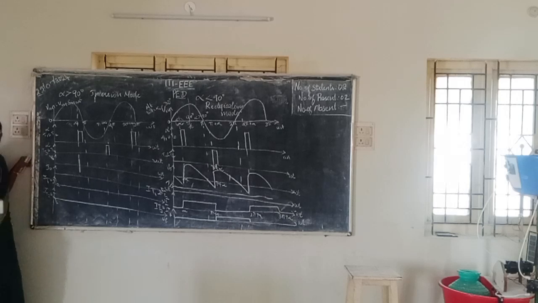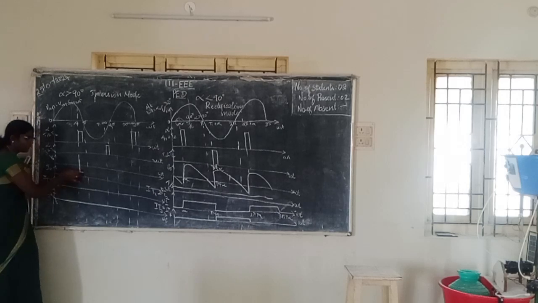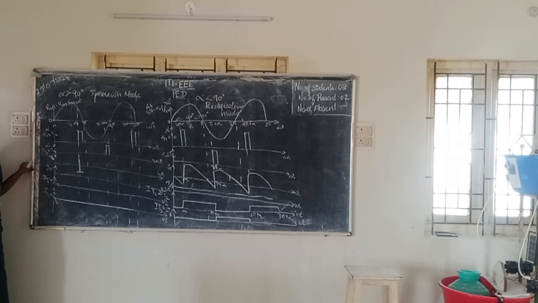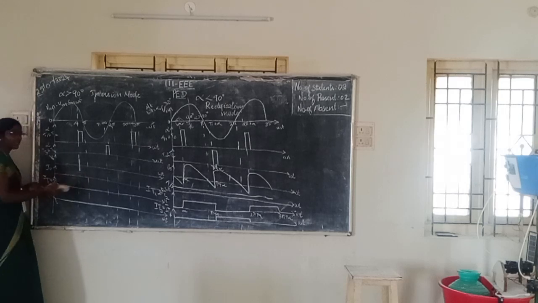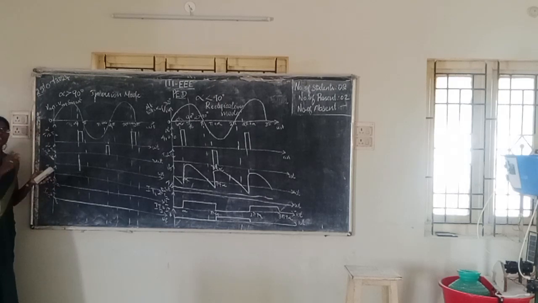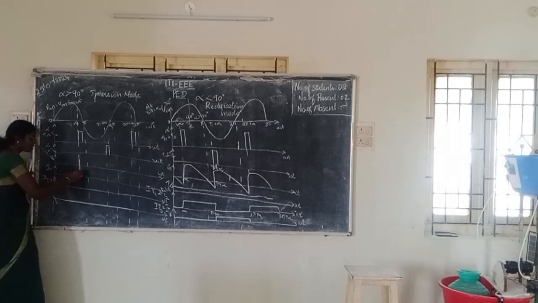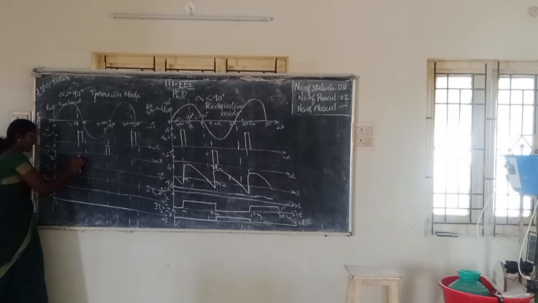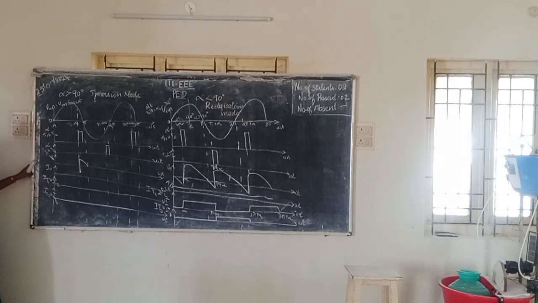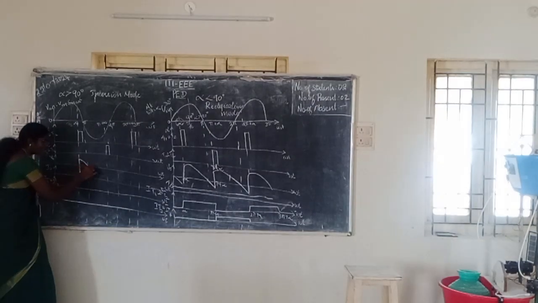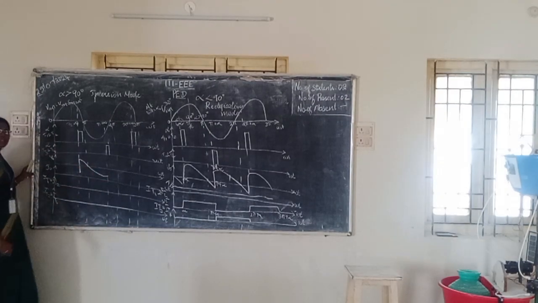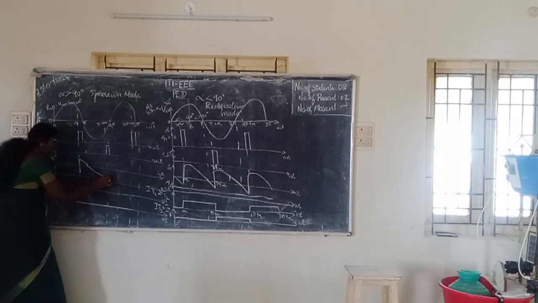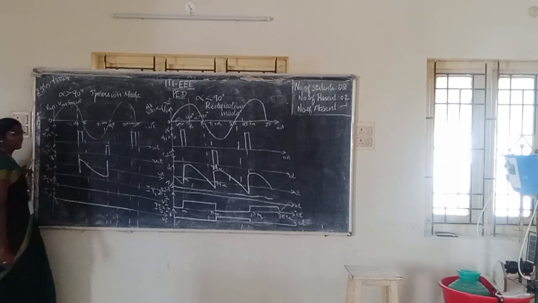This is how we will be starting. Conduction starts from the negative side because alpha is greater than 90 degrees. Less than 90 degrees means it is positive, greater than 90 degrees we see the conduction of the voltage starting from the negative side. After that, it will reach zero at pi. Then until the next half cycle, pi plus alpha is given.